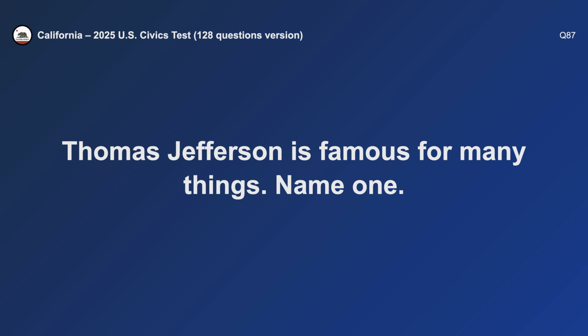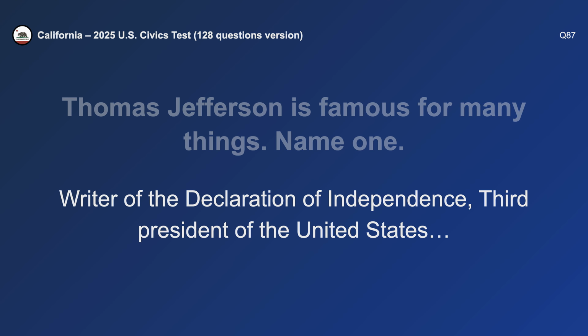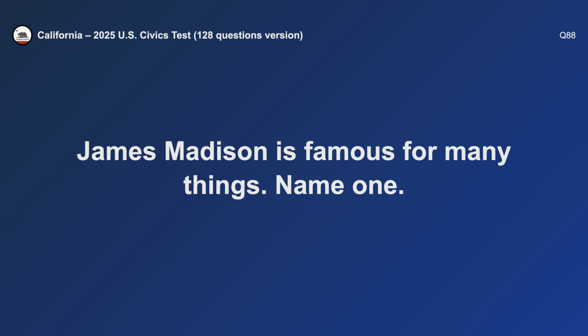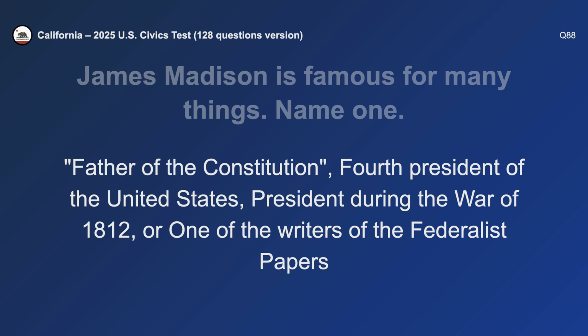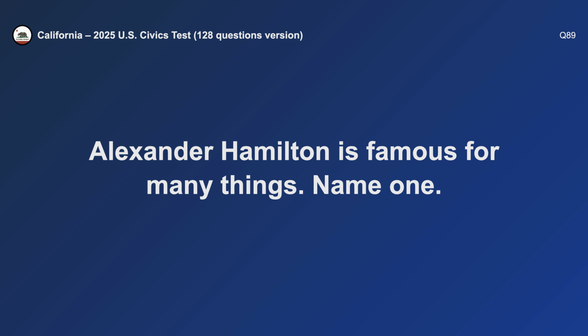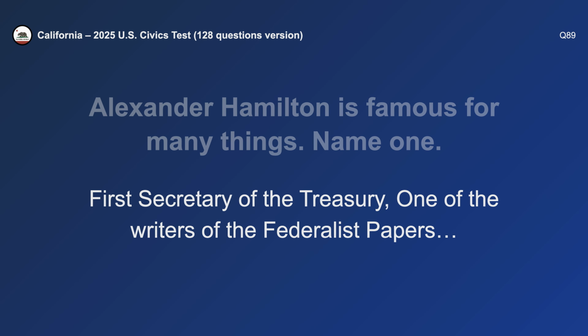Thomas Jefferson is famous for many things. Name one. Writer of the Declaration of Independence. James Madison is famous for many things. Name one. One of the writers of the Federalist Papers. Alexander Hamilton is famous for many things. Name one. One of the writers of the Federalist Papers.